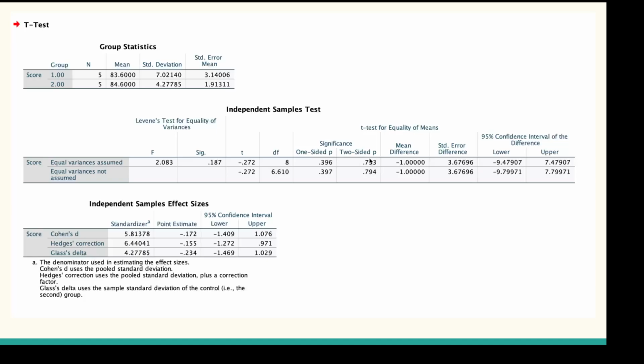Mean difference. Our mean difference represents the difference between the means of group 1 and group 2. In this case, the mean difference is negative 1.00000. And our standard error difference is the standard error associated with the difference between the means, which is 3.67696.